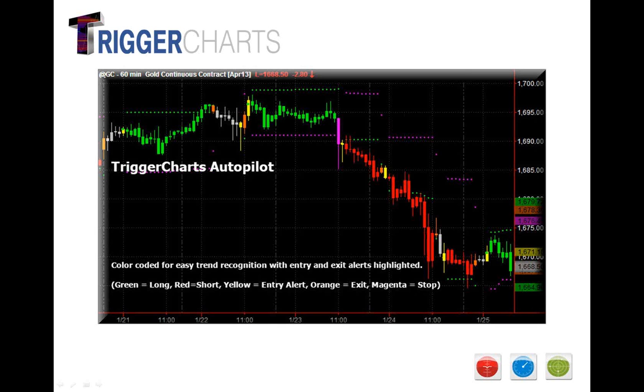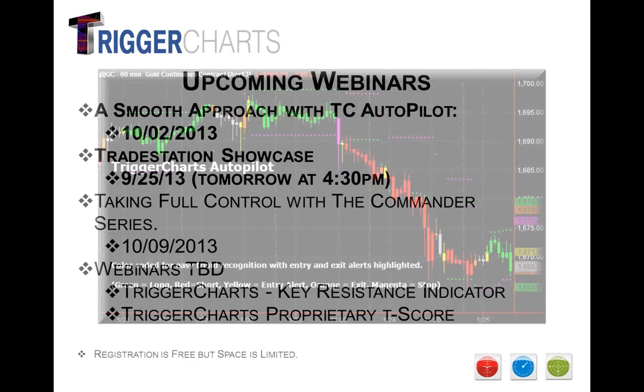Very easy to understand, where green is long and red is short, and then you have your entry alerts, which are yellow, orange is exit, and the magenta is stop. Again, all configurable on any position, whether it's futures or a stock, or a forex instrument. So pretty cool stuff.